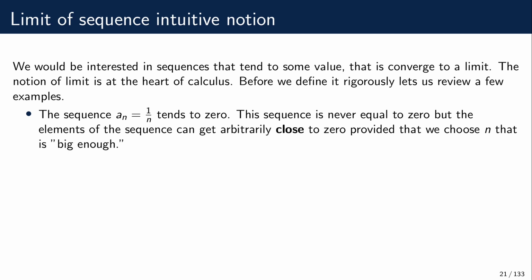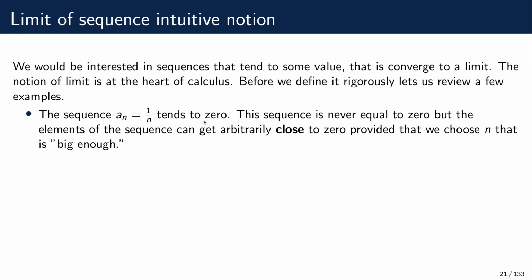And if we take n to be 1 million, then starting from 1 million and on, the distance of all the elements in the sequence from 0 from that point on will be less than 1 millionth. And we can make it arbitrarily close. If we want the distance of the elements of the sequence from the limit to be less than 1 billionth, then starting from 1 billion, it's easy to see, the distance between the elements of the sequence and 0 will be less than 1 billionth.